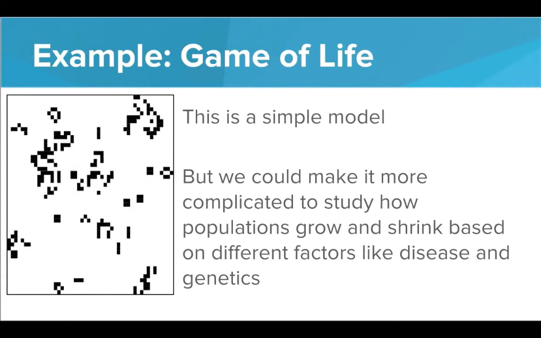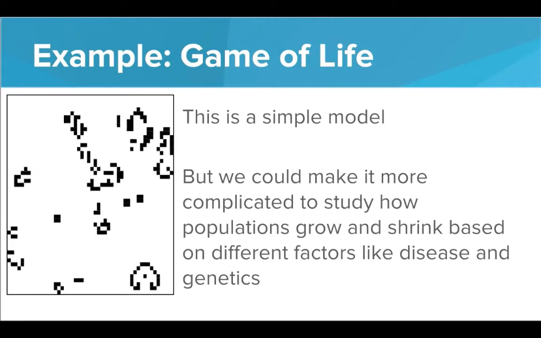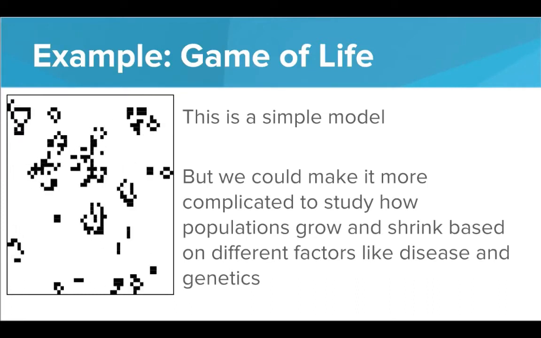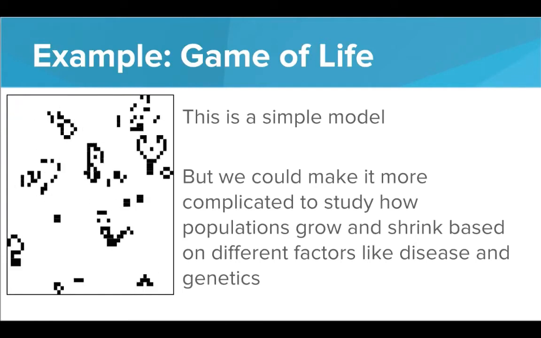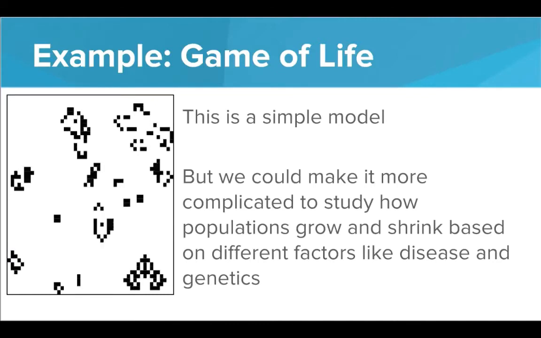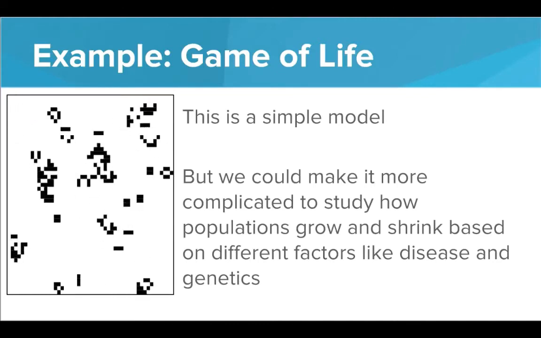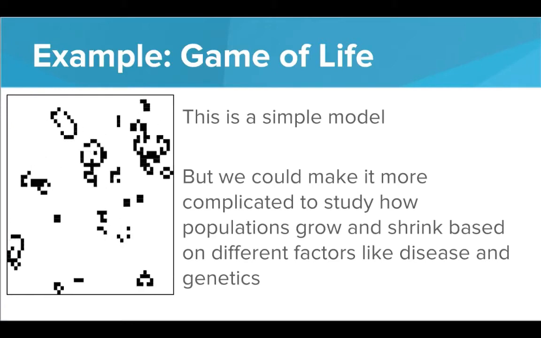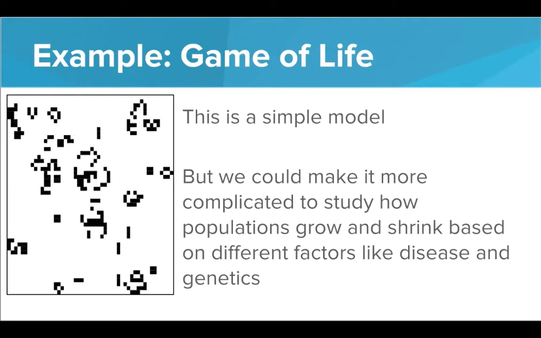Maybe we introduce disease into the model, or we introduce genetics into the model. So maybe each cell has a random chance of being born with a given disease, and then it can infect the cells around it, and we see how that plays out. Or maybe if a certain cell has been alive for 30 generations, then its children, its offspring, are more likely to survive in future generations. So we can constantly be complicating the model to study the things that we want to study and see what that simulation might look like.